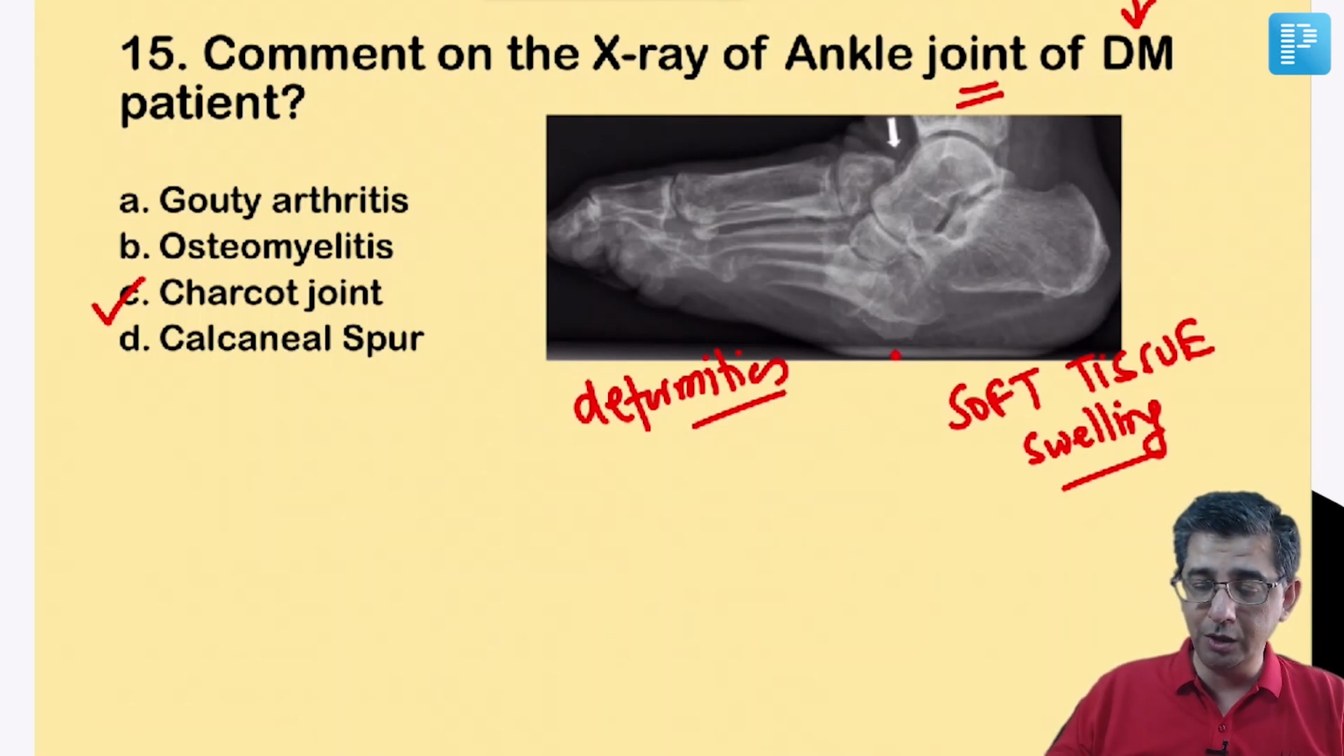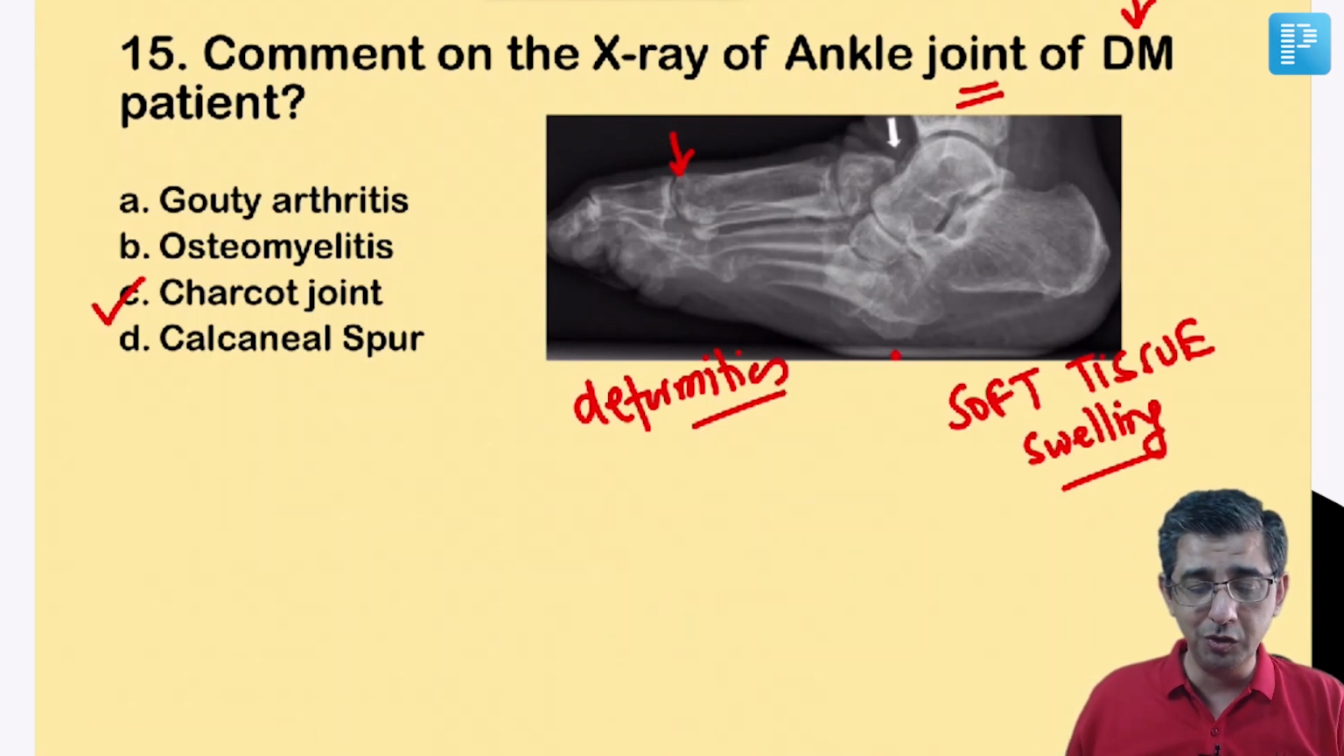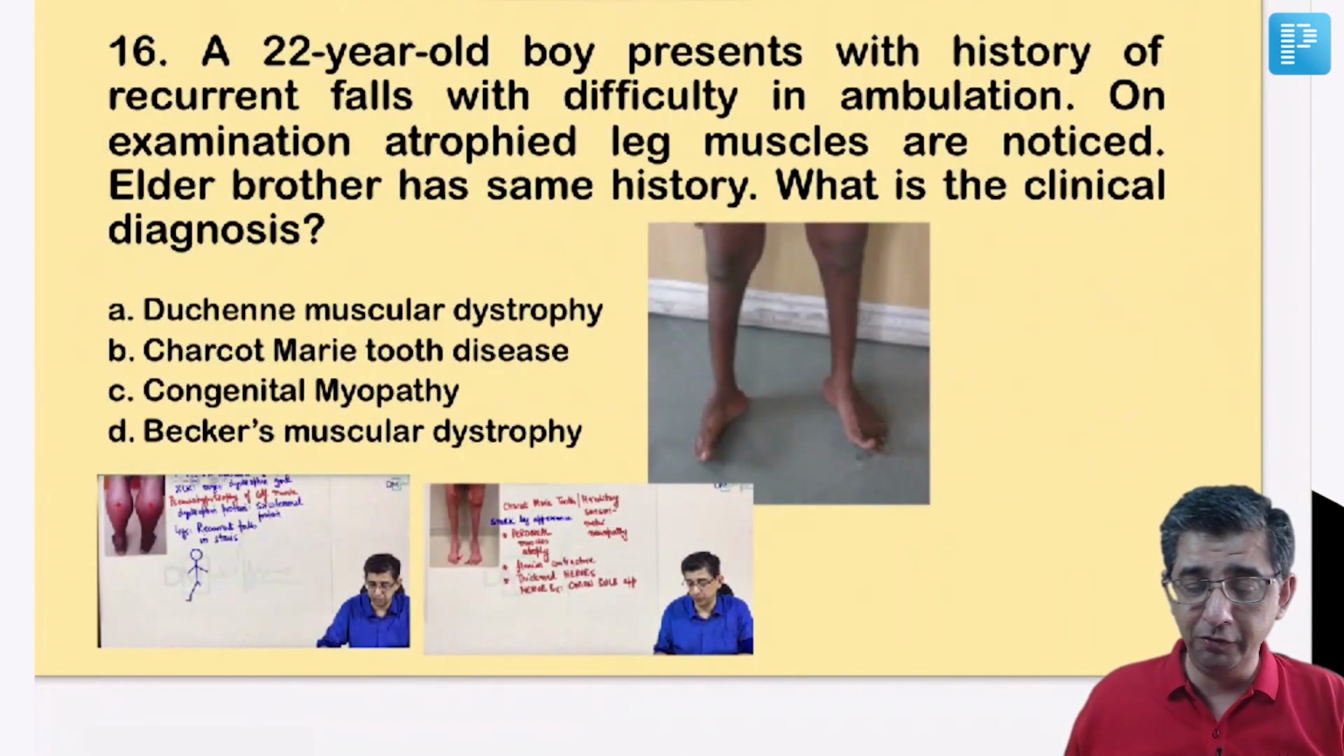So the articulation between these joints, including articulation of the phalanges, are the ones which could be affected, and these patients could be having even a non-healing ulcer in the sole of the foot. The answer to 15 is Calcutta. Coming to the next question, very interesting.